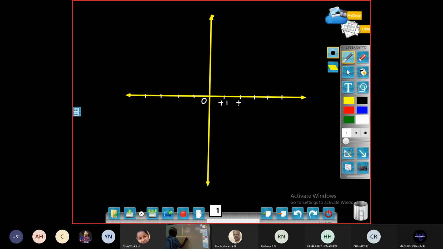So right side positive numbers, left side negative numbers. Again, on the vertical line, the upward direction you can represent by positive numbers, +1, +2, +3, +4. Downward direction, negative numbers.